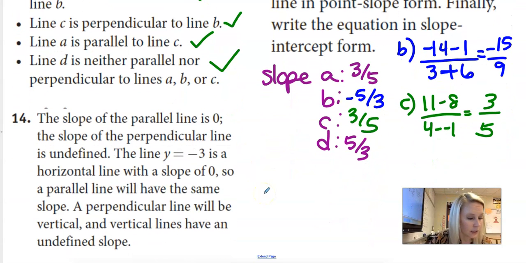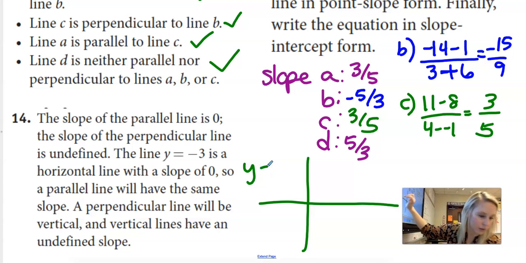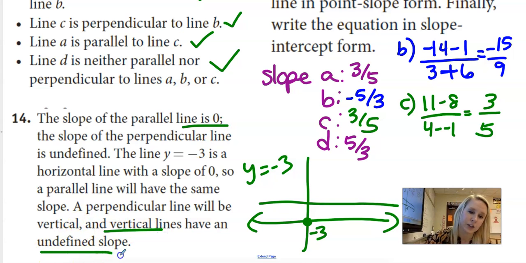All right, number 14. Wanted to know the slope of the line y equals 3. So remember, y equals, I think it was -3. It's going to be a horizontal line hitting the y-axis at -3. So the slope of a horizontal line is 0. Okay? So that was the first part. And then if it is a vertical line, that will be undefined slope. Okay, so perpendicular would have undefined, meaning x equal to a number, like x equals 2, etc.